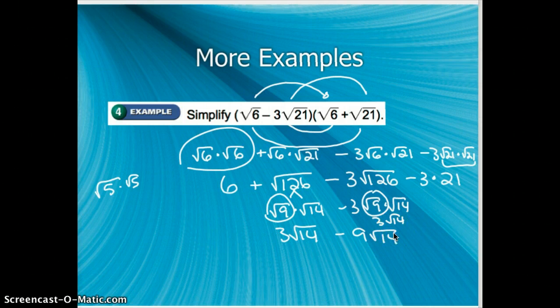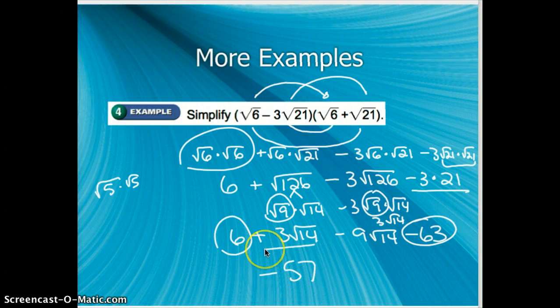And then simplify here what I know. So 3 times 21, 63. And then this is 6. Now I'm going to combine all the like terms I have and try to get this as simple as possible. Here's 6 and a minus 63. Those are like terms, so I've got negative 57. And then positive 3 root 14 and minus 9 root 14, that makes negative 6 root 14. These are not like terms.